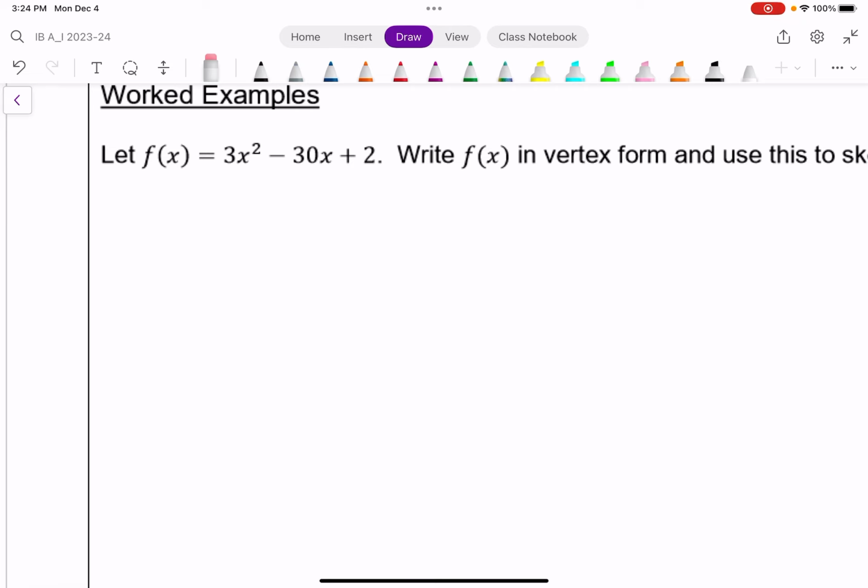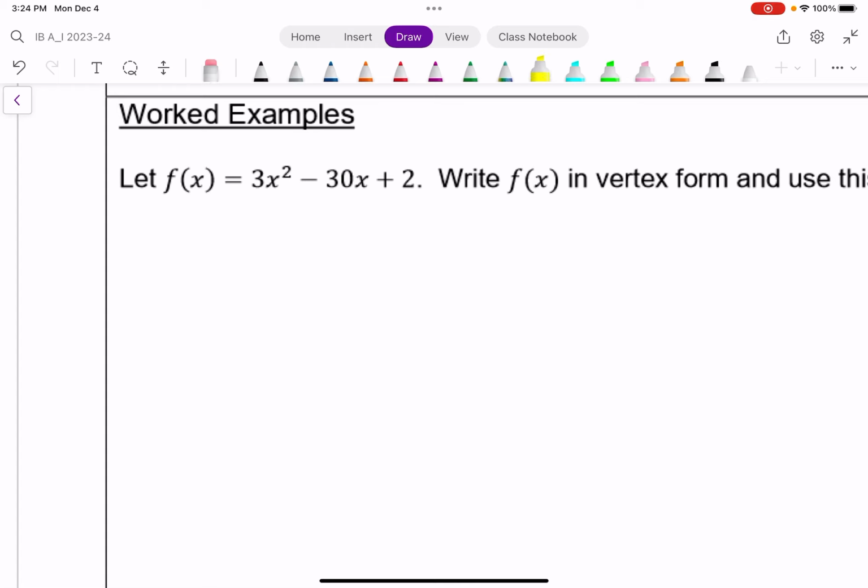The first thing we have to look at is this coefficient of 3 in front of the x squared. We need to factor that out, but only from the first two terms. The constant term of plus 2, which does tell me the y-intercept, I don't really need to do much with for completing the square. So my first step is to rewrite this with the 3 factored out of the first two terms, so I have x squared minus 10x.